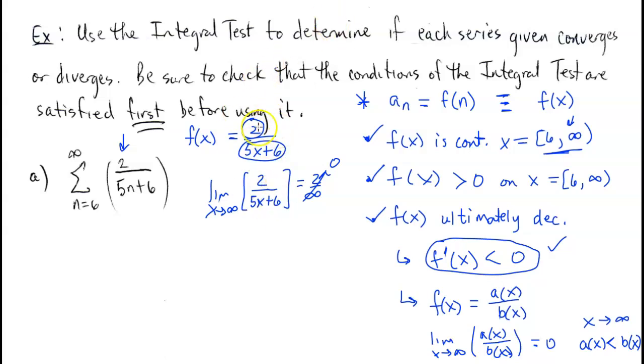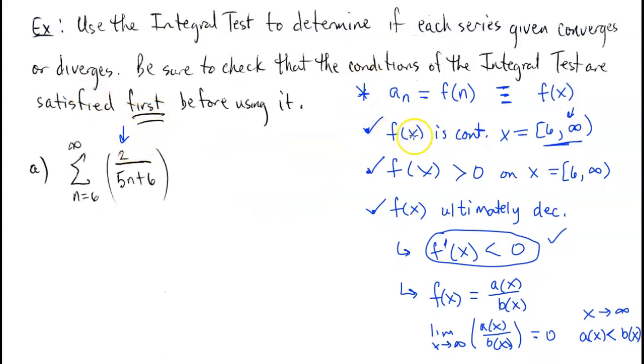So I'm going to go ahead and erase all this, and then we're actually just going to apply the integral test. Okay, so now that we know that our function is continuous, it is positive, and it's ultimately decreasing on this interval from 6 to infinity here, we now know that if we evaluate the improper integral that I'm writing here and it converges, then that means that this corresponding series will converge as well. Okay. So with that being said, all we need to do now is just evaluate this improper integral.